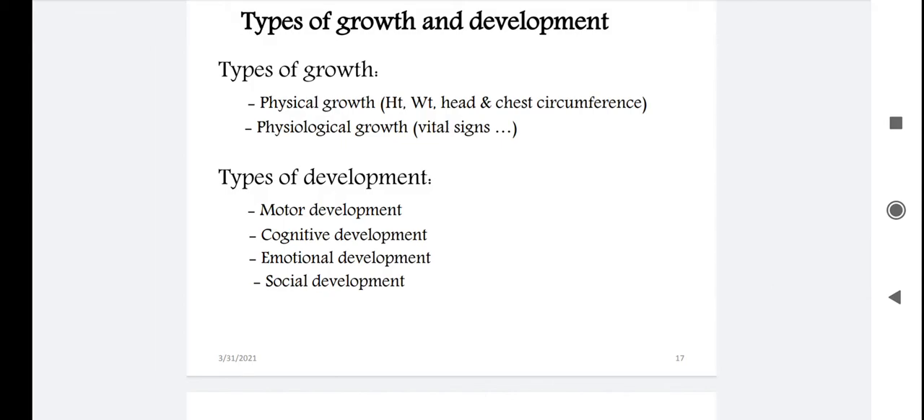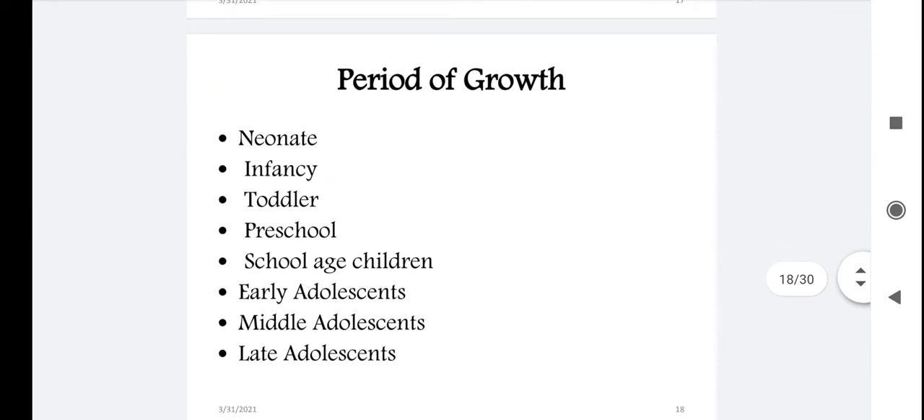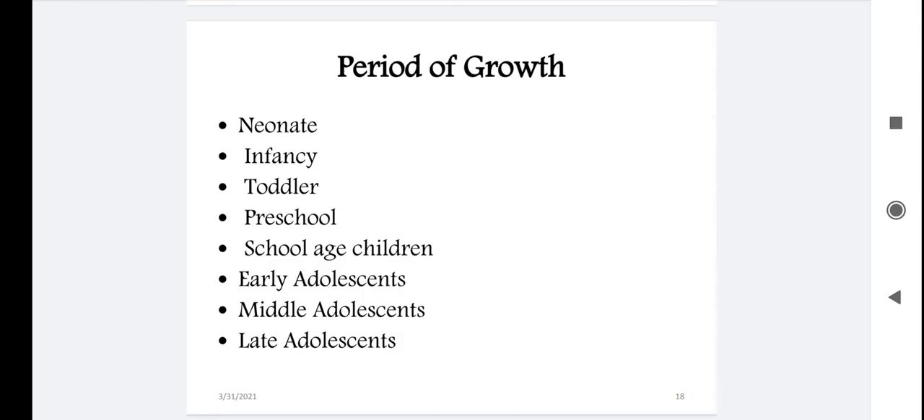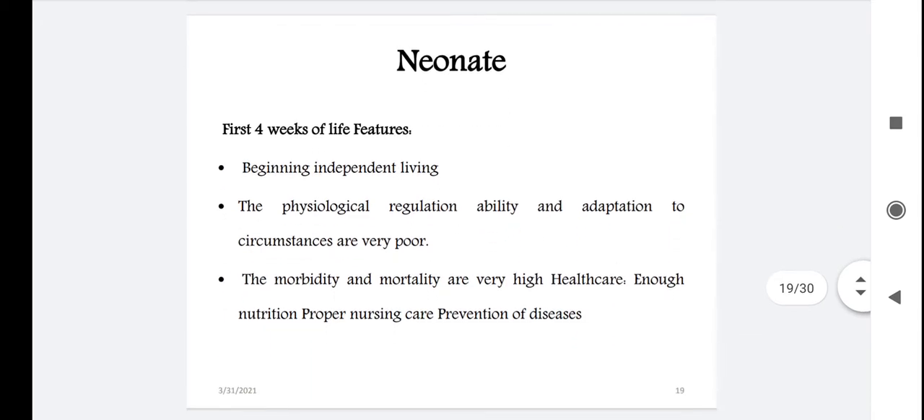Type of development. The development includes different types like motor development, cognitive development, emotional development, and social development. Period of growth: any child or any fetus is developed through this period of growth from neonate to late adolescence. This includes neonate, infancy, toddler, preschool, school age children, early adolescence, middle adolescence, and late adolescence. Each period has specific features, and there is a development of some characters or characteristics different from the other periods of growth. Now we can see it in detail.